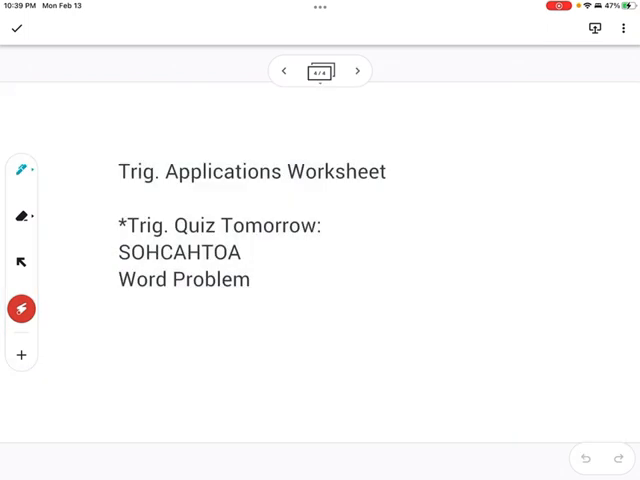Okay, so you will be given a worksheet of word problems to practice. Again, tomorrow there will be a quiz on SOHCAHTOA and the word problems. Let me know if you have any questions.